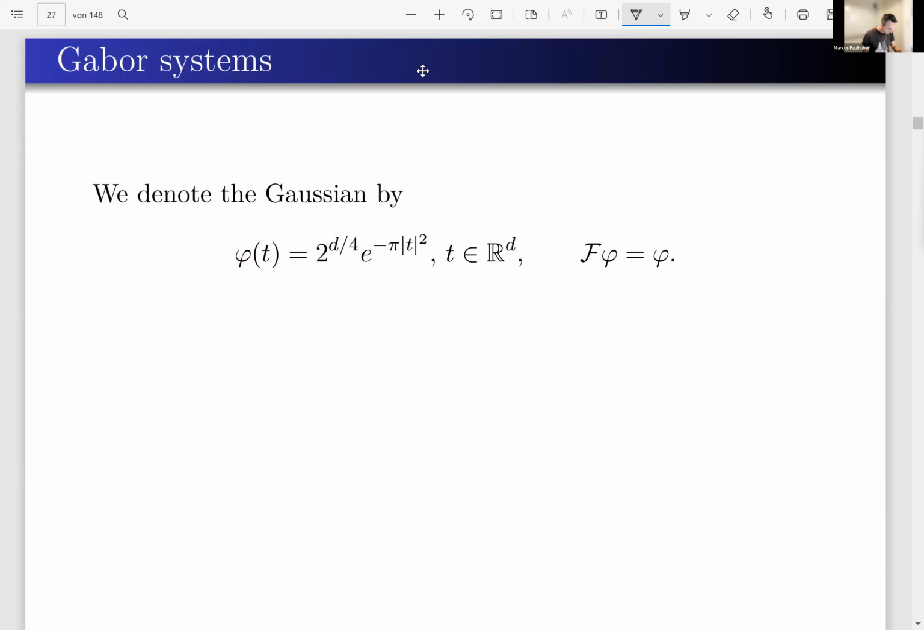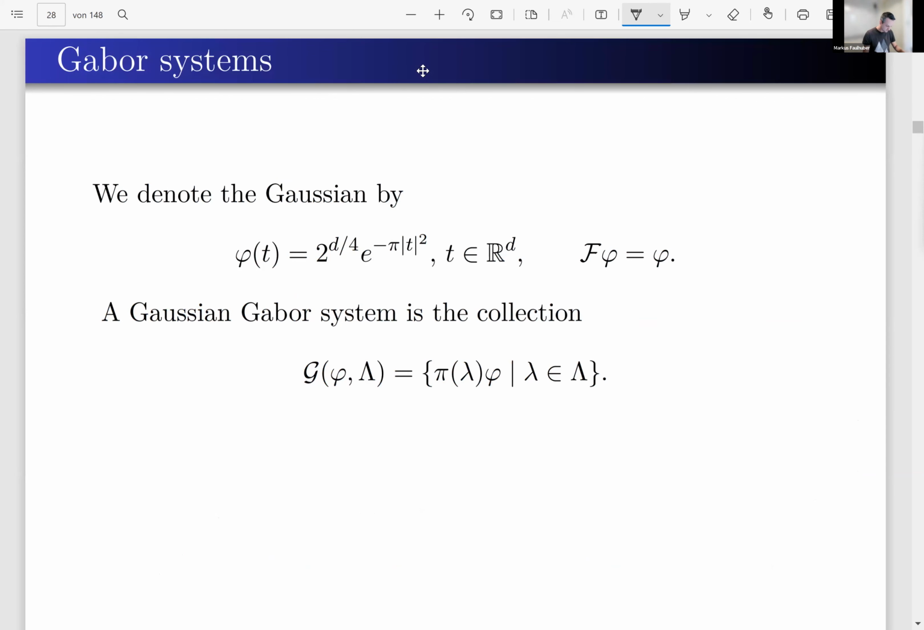And what is a Gabor system? A Gaussian Gabor system. So we have our Gaussian function here in R^d. I mean, okay, we will restrict d to be equal to 1 for the rest of the talk. This here is just a normalizing factor. The thing is, it's Fourier invariant.